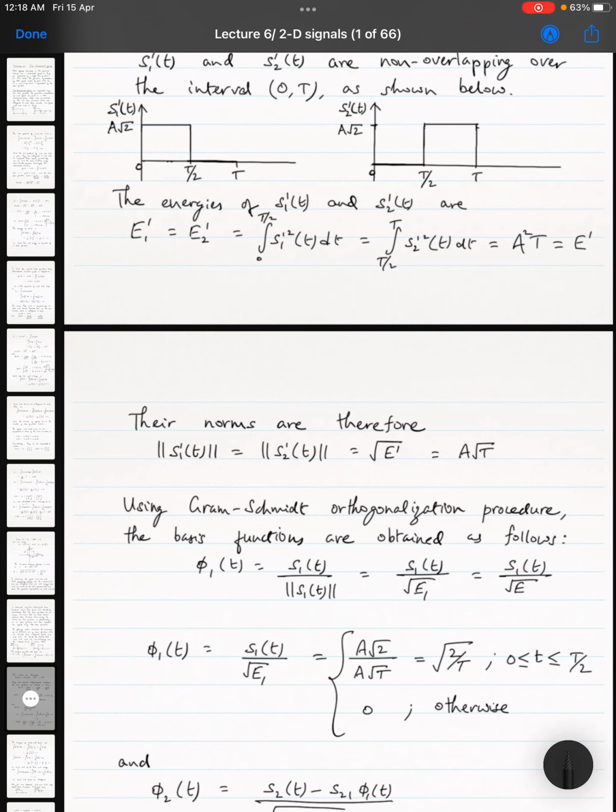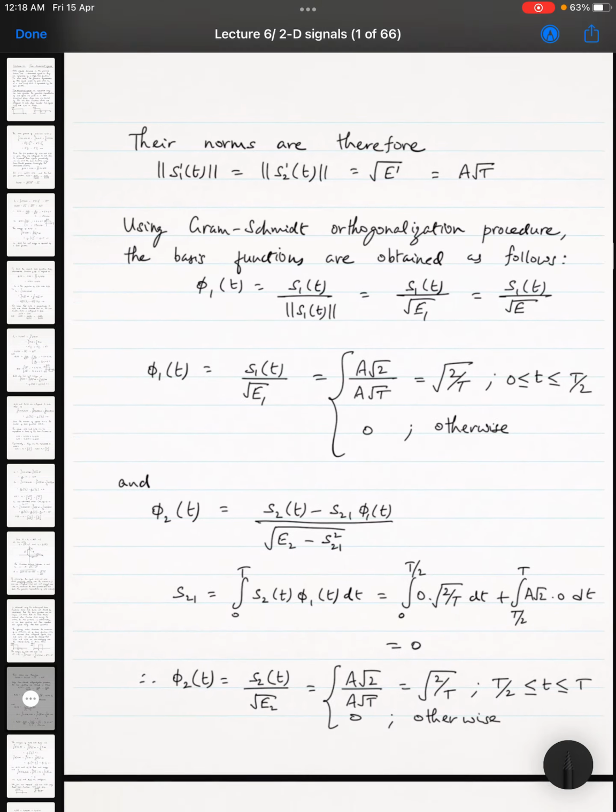original properties or characteristics of the signals S1 and S2 are preserved even while representing them using a different set of basis functions. Okay, so let's first verify the energies of the two signals S1 dash and S2 dash, and as you can see, both signals have the same energy, which is A squared T, or the norm of the two signals is A root T, which is the same as we had earlier for the other signals.